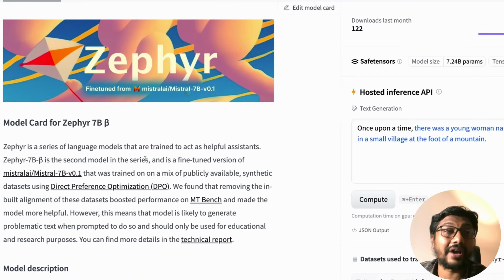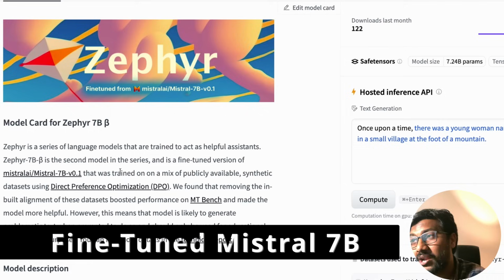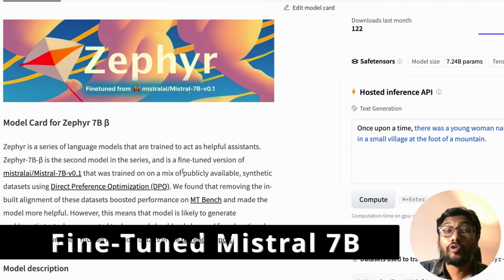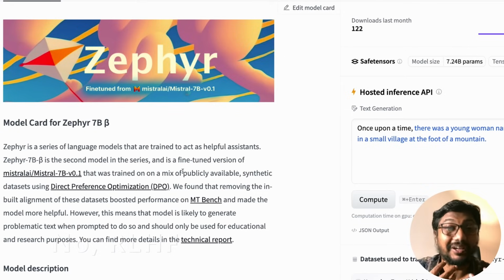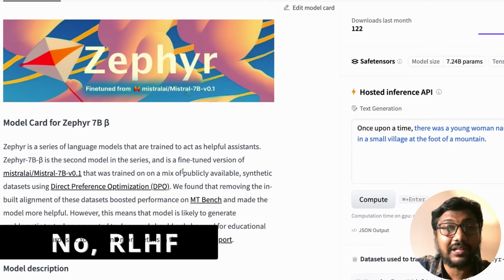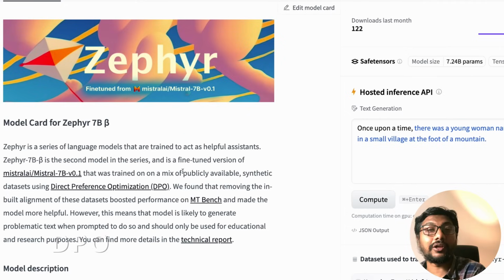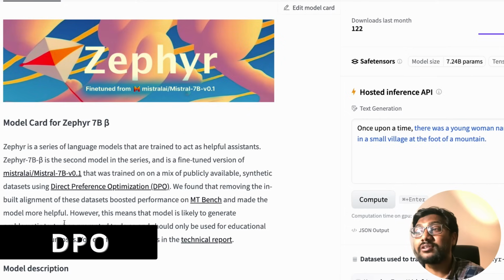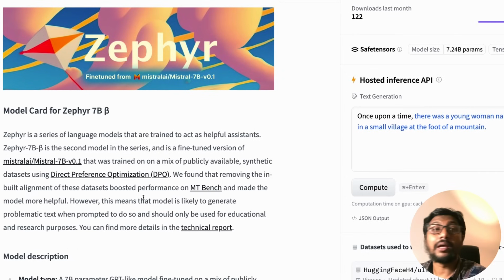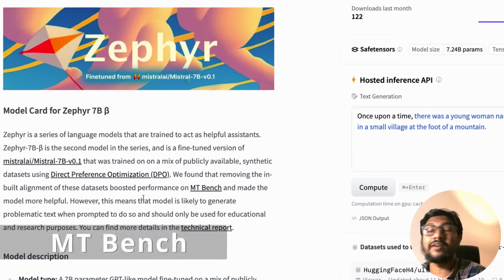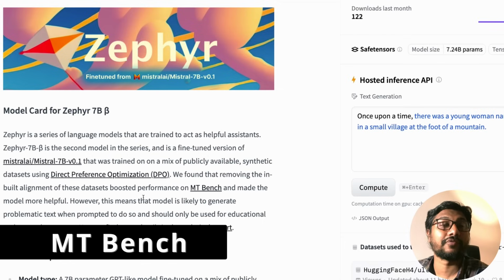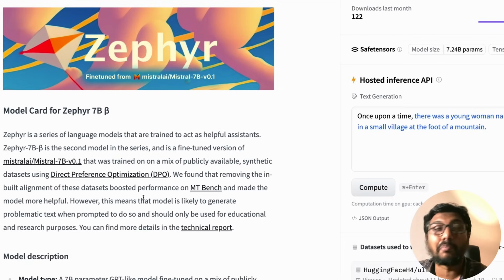This is a fine-tuned version of the Mistral 7 billion parameter model, and unlike most other large language models that try to do RLHF, reinforcement learning from human feedback, this model opts for a different alignment technique called direct preference optimization. By removing the inbuilt alignment, they found that they boosted benchmark performance on MT bench, which is a multi-turn benchmark. We have seen all these things in the past. I mean, this is nothing new.